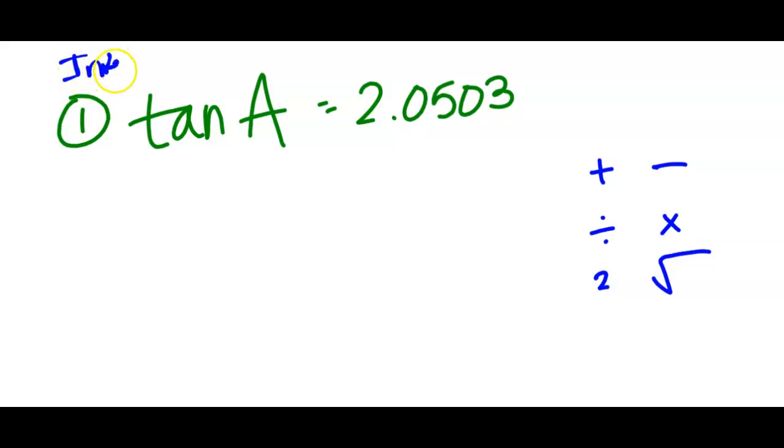What do I mean by inverse? Well, the opposite. So addition is the opposite of subtraction. Multiplication is the opposite of division. Squaring and square rooting are opposites of each other. So what does the opposite of a tangent look like? Well, it looks like this: tangent to the -1 power. That is my opposite of tangent.